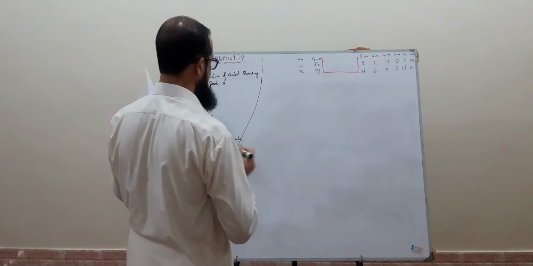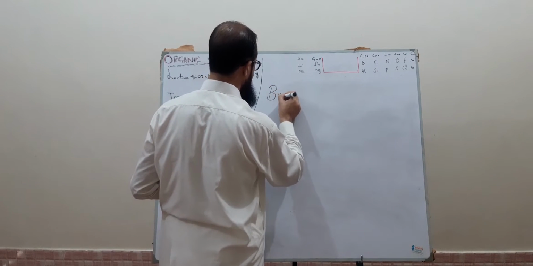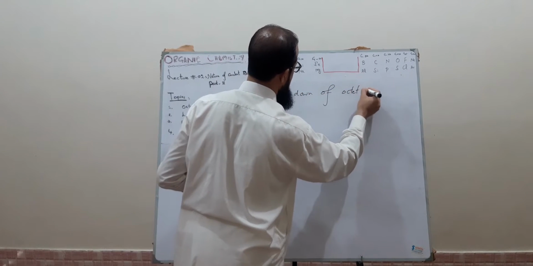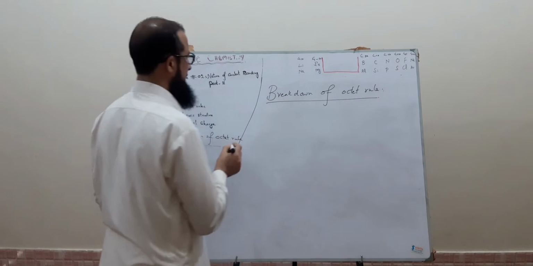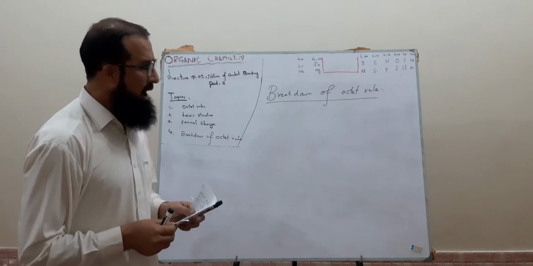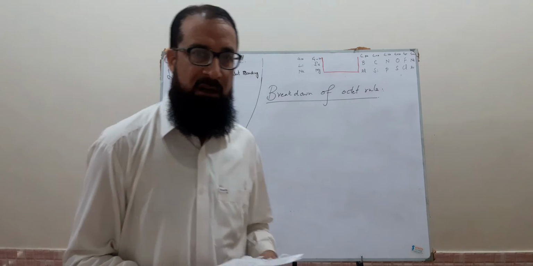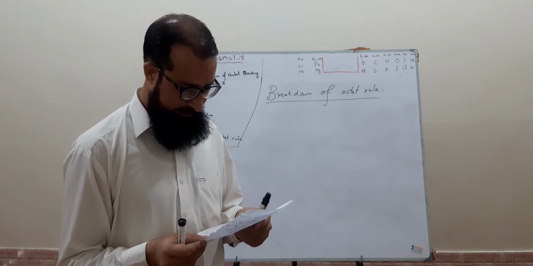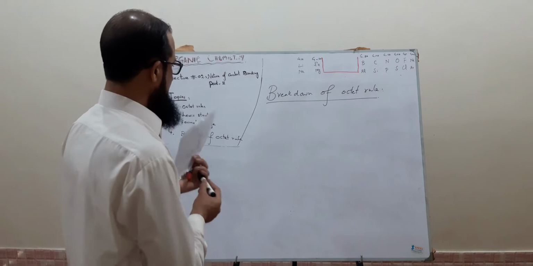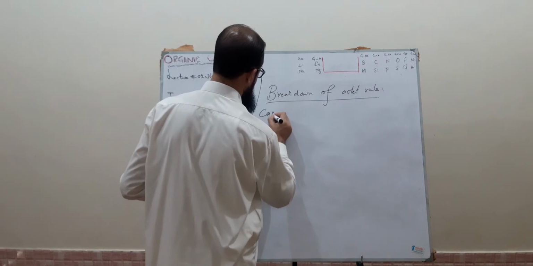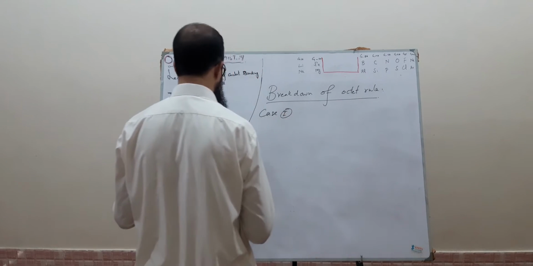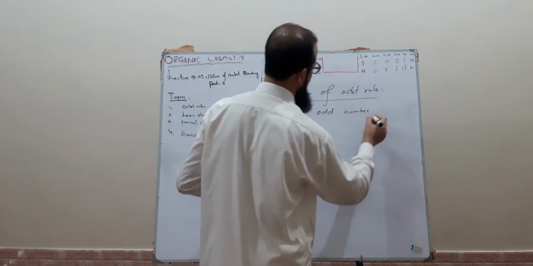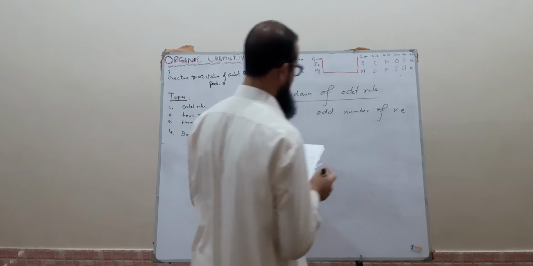The breakdown of the octet rule. What is the meaning of breakdown? It means that the octet rule cannot be obeyed or followed by some molecules. So there are 3 cases. The first one: odd number of valence electrons. Molecules with an odd number of valence electrons.